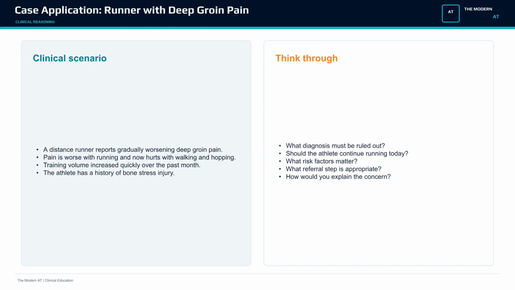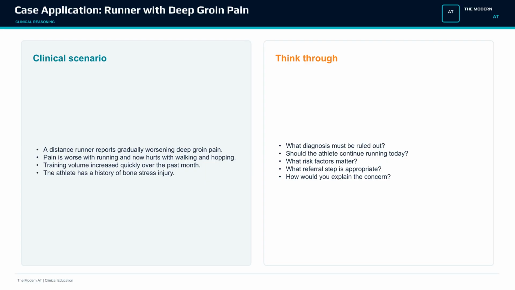This runner case is different. The athlete has gradually worsening deep groin pain that now hurts with walking and hopping after a rapid increase in training volume, with a history of bone stress injury. That pattern must raise concern for femoral neck stress injury. This athlete should not continue running today. The safest step is immediate impact restriction and referral for medical evaluation and imaging.